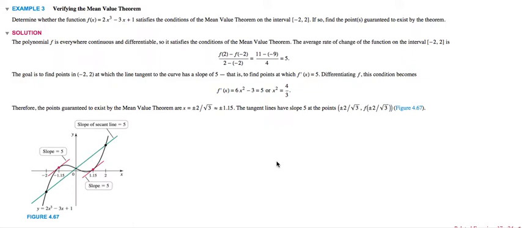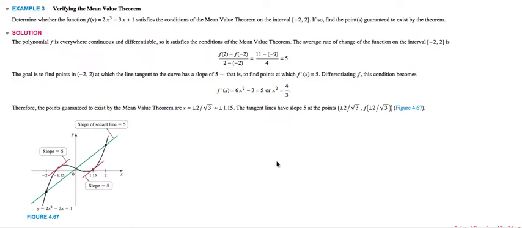Because this is a polynomial, it's continuous and differentiable everywhere, so it satisfies the conditions of the mean value theorem. The average rate of change of the function on the interval is given by the slope of the secant line. So we take f(2) minus f(negative 2) over 2 minus negative 2, and we have 20 over 4, which is 5. So the slope of the secant line in this case is positive 5.